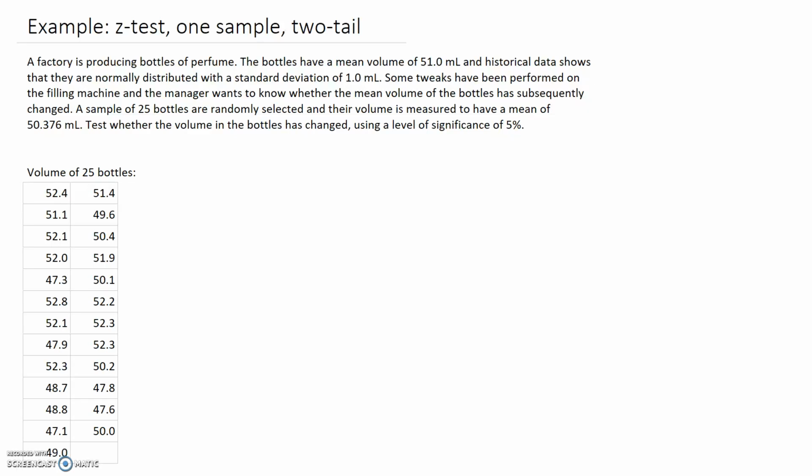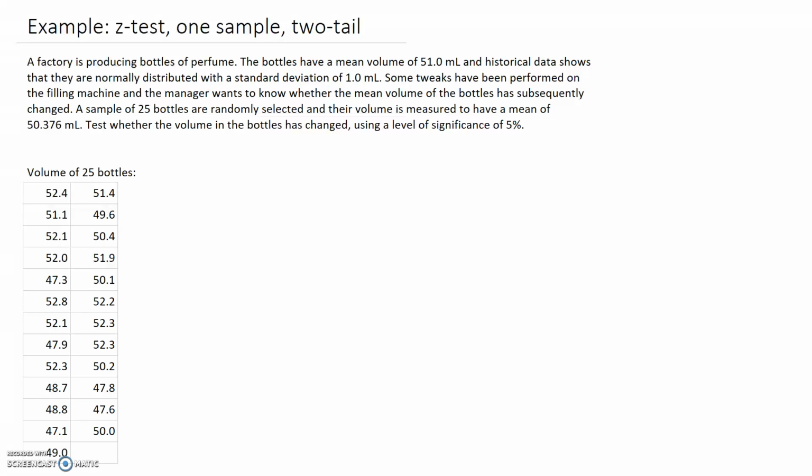So a factory is producing bottles of perfume. The bottles have a mean volume of 51 milliliters, and historical data shows that they're normally distributed with a standard deviation of 1 milliliter. Some tweaks have been performed on the filling machine, and the manager wants to know whether the mean volume of the bottles has subsequently changed.